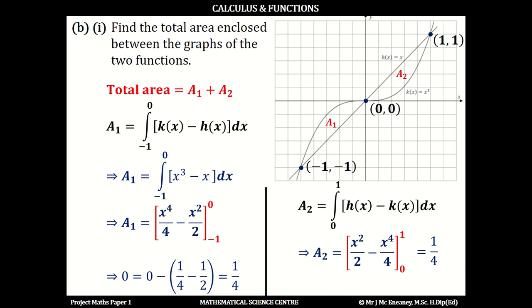So area 1 is a quarter, area 2 is a quarter, so the total area is area 1 plus area 2, and a quarter plus a quarter is just a half. So the total area is 0.5.